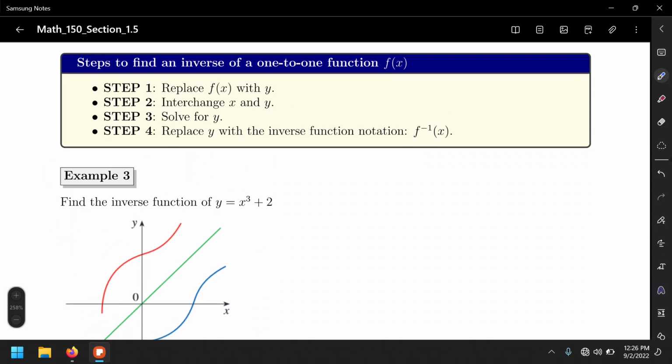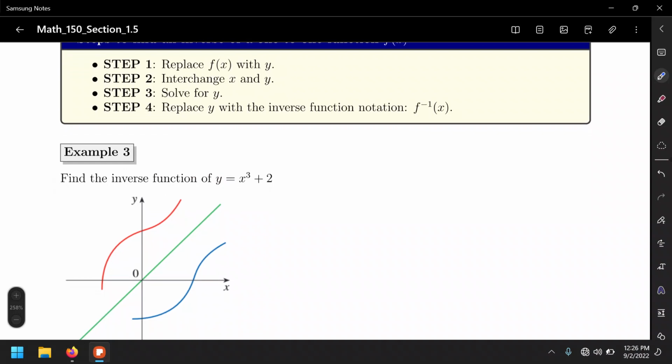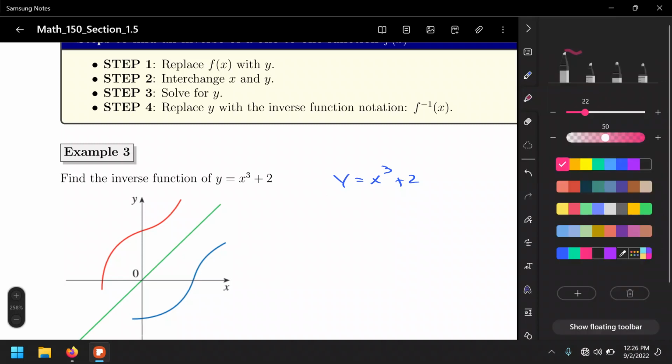Sometimes functions may be given using the f of x notation, but in some cases they're going to give us the y notation. So if we're given the function using the f notation, replace that f of x with y. But in this case, again, it's given as y. So y equals x cubed plus 2. Isn't it the graph of x cubed shifted 2 units up? Yes? Which is actually the graph that we have here.